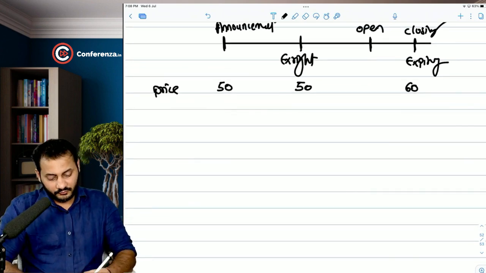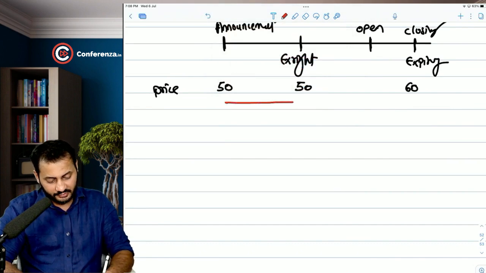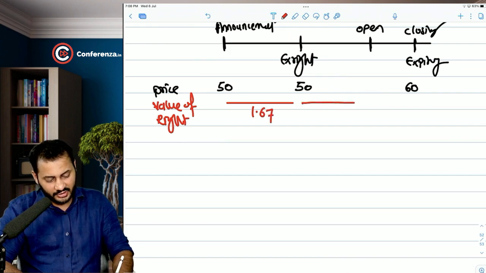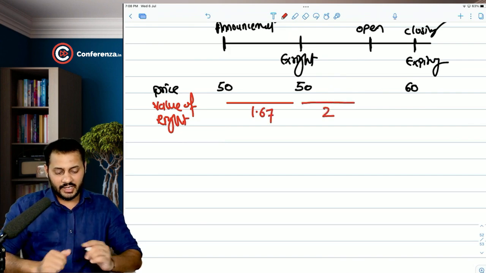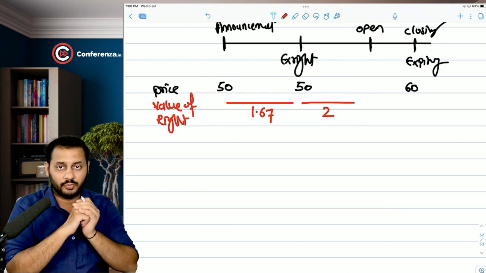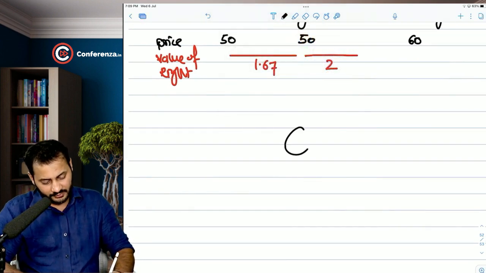Now, in the first part, we calculated the value of the right as 1.67. But in this period, the value of the right is £2. And if we are buying in this period, the X right period, we can buy it at £2. Now, John has £1,000 with him.